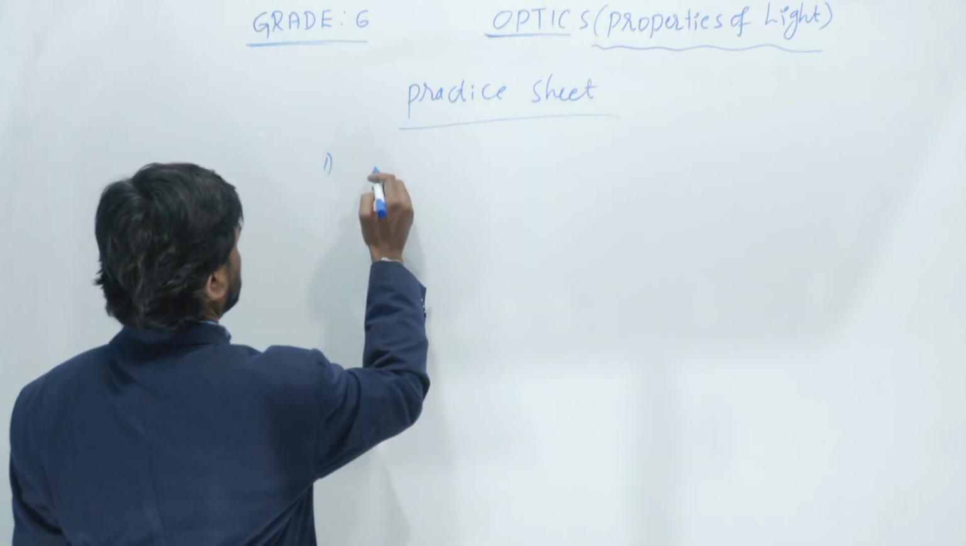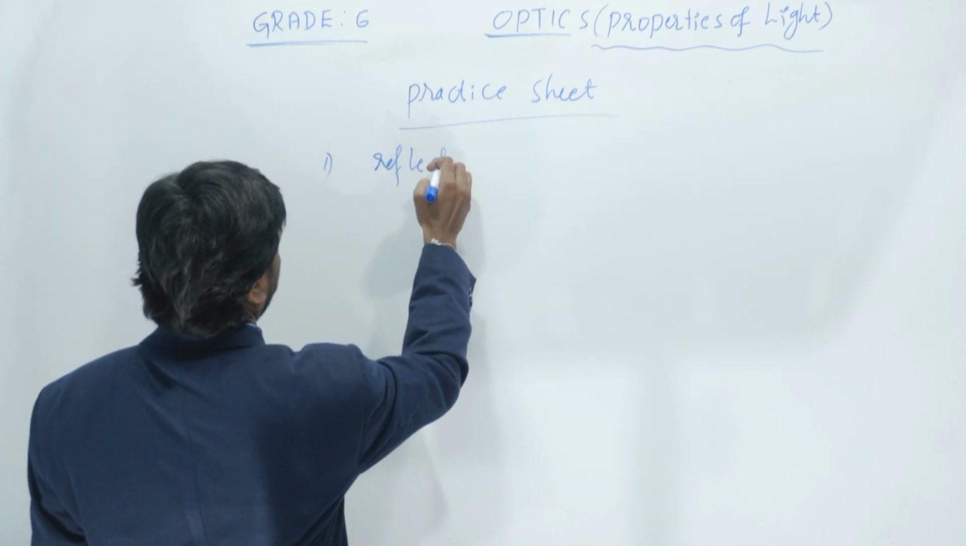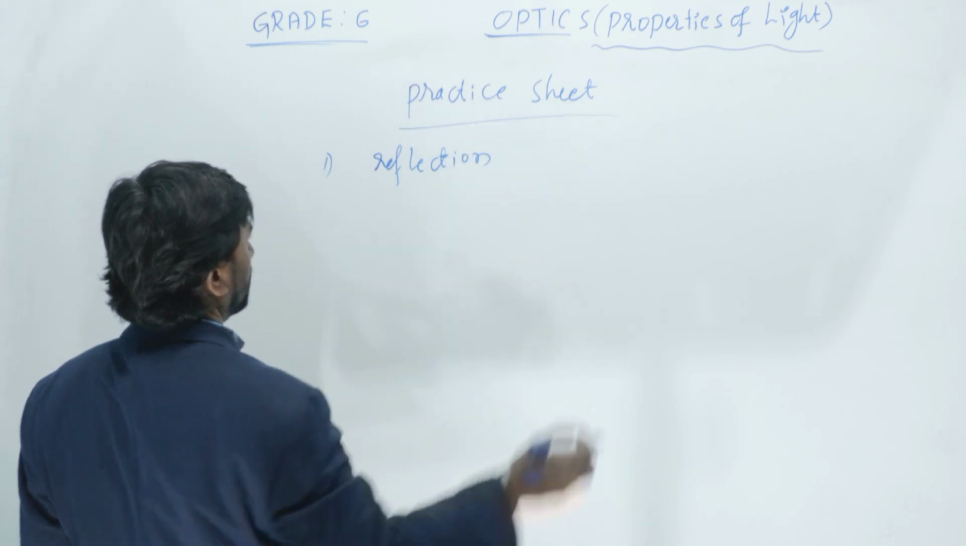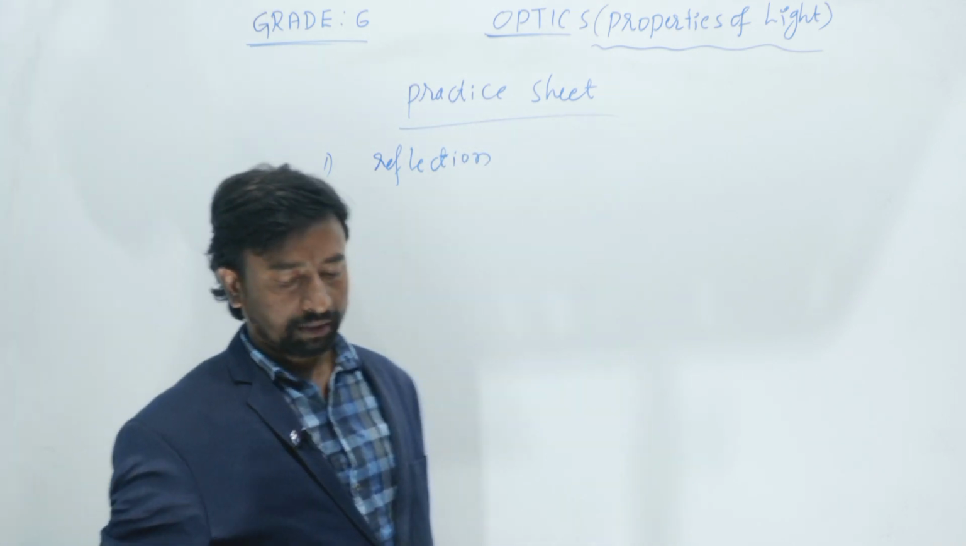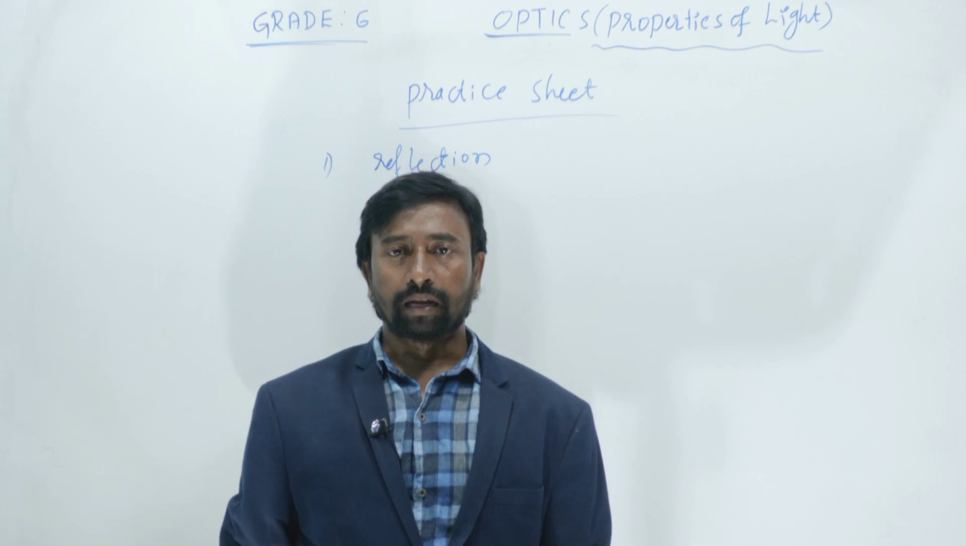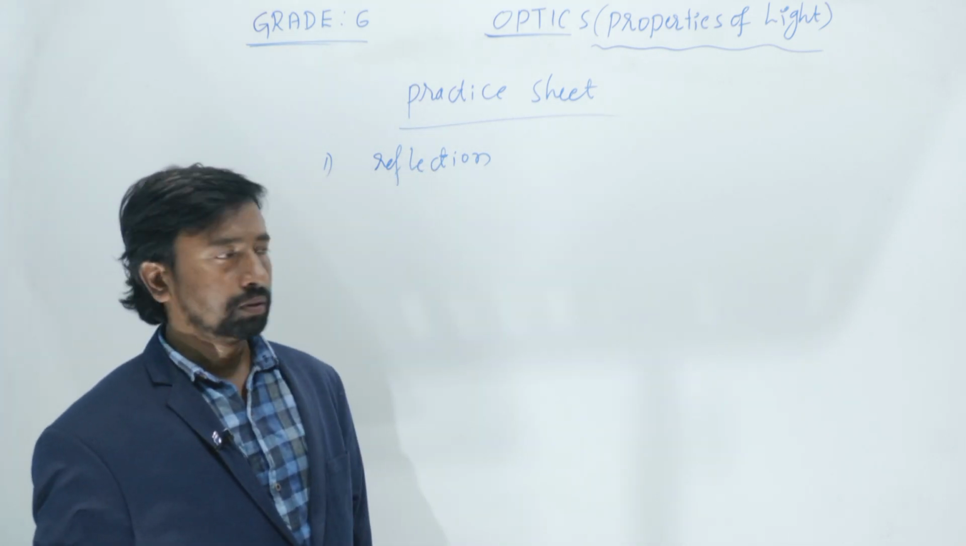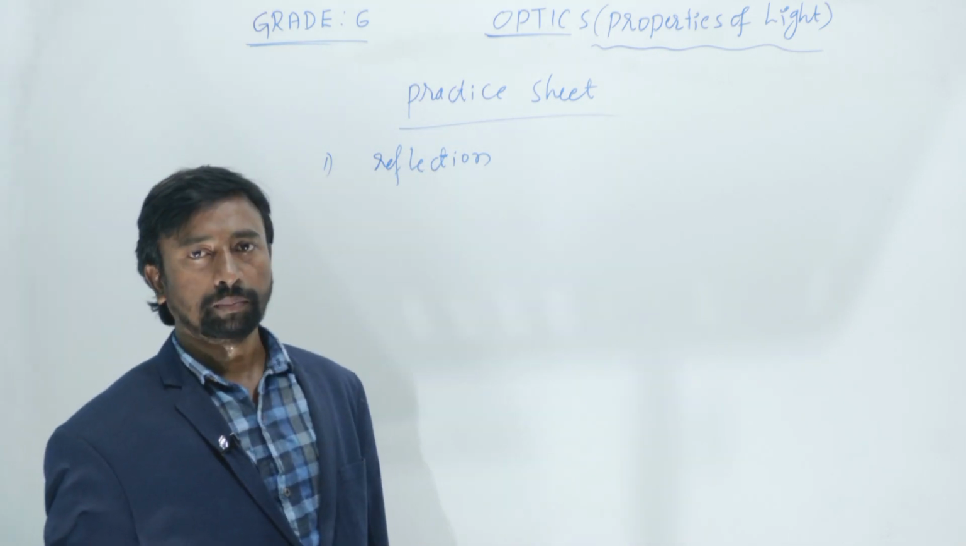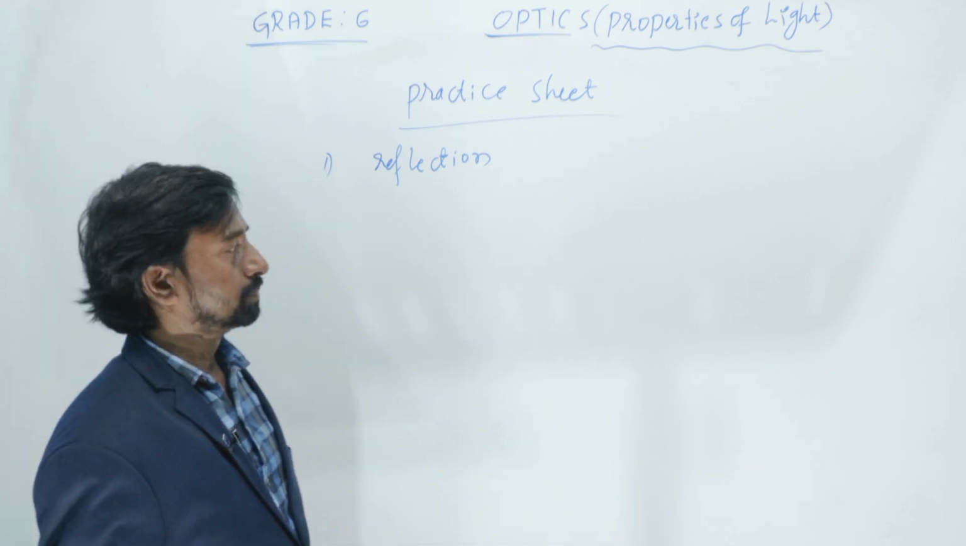The first one is reflection. Reflection of light is what? Whenever light falls on the surface, it will reflect back. It will be bent into the same medium. It comes back into the same medium. That phenomenon of light is said to be reflection.